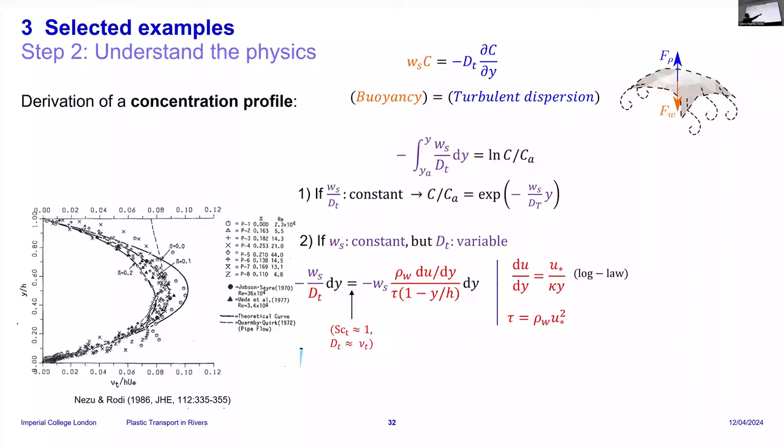Now, if we have a turbulent dispersion which is uniform in the water column, the concentration profile is basically an exponential decay. Okay. Turbulent diffusion in the water column is something more like a parabola. It's bigger in the middle of the channel and tends to zero at the bounds, the water surface or the bed. We can also do this integration. This is what's called the Rouse concentration profile for suspended transport.